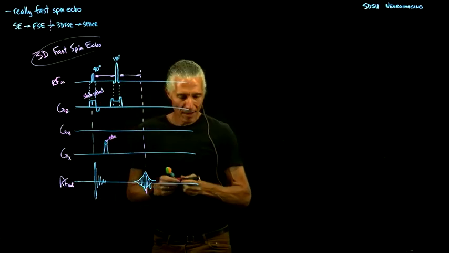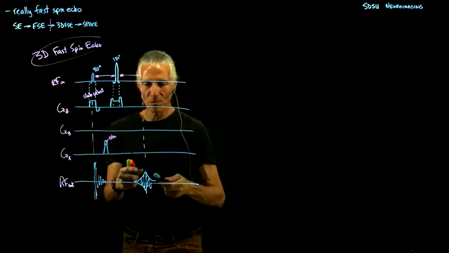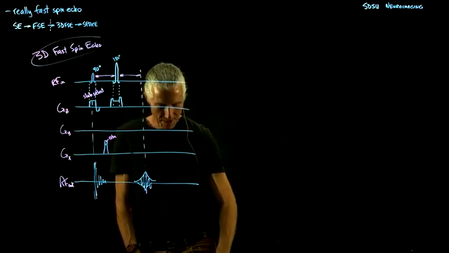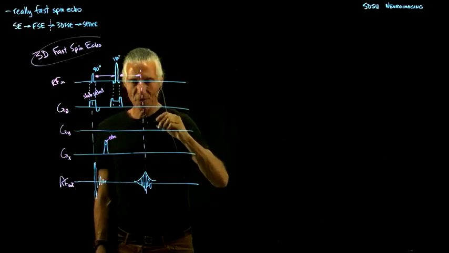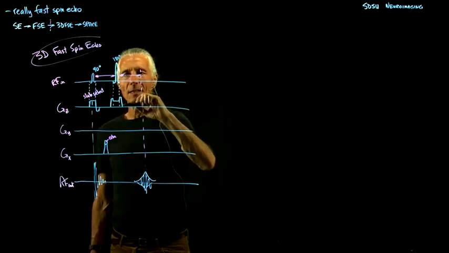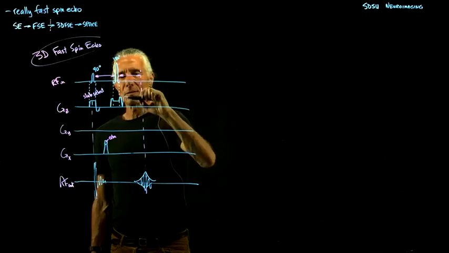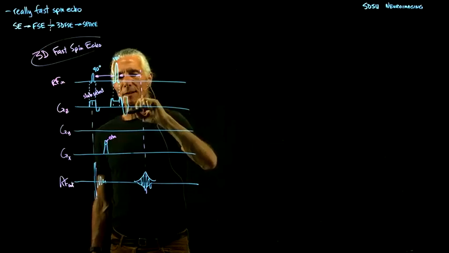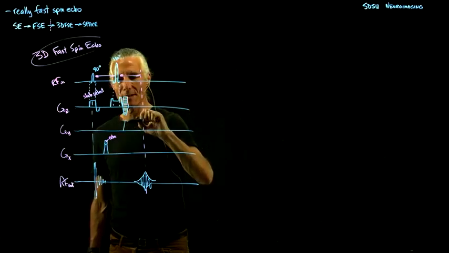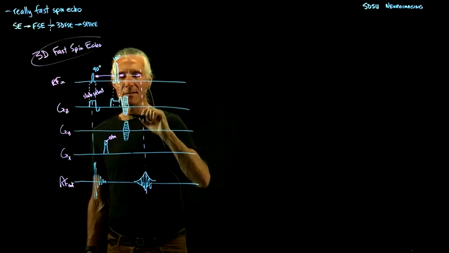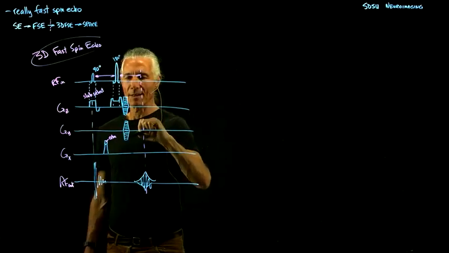And then when the echo comes, we have to do the readout. But before the echo comes, since it's a 3D sequence, we need to try all these different levels of the second phase encode direction and all these different levels of the first phase encode direction. So that means for every one of these, we've got to do all of these.